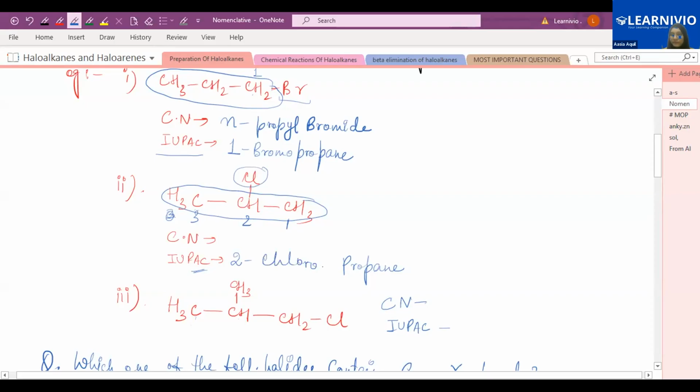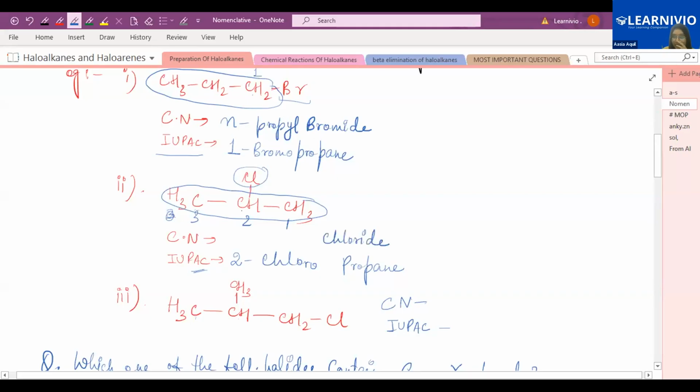Okay. And what about the common name? How will we write the common name? After the alkyl group, we write down the chloride or halide. For any halide, what do we write in the common name? At last, as a suffix. So this is chlorine, right? For chlorine, we write chloride.